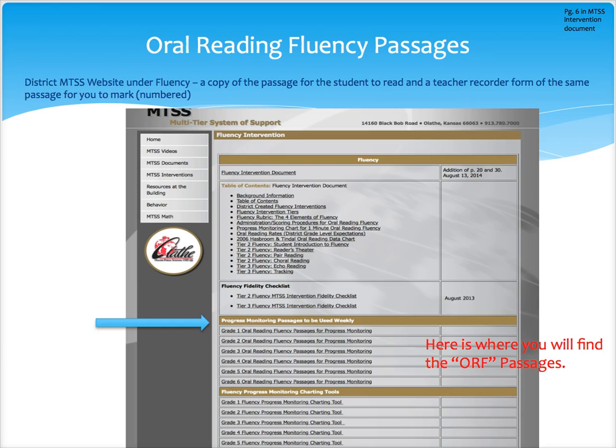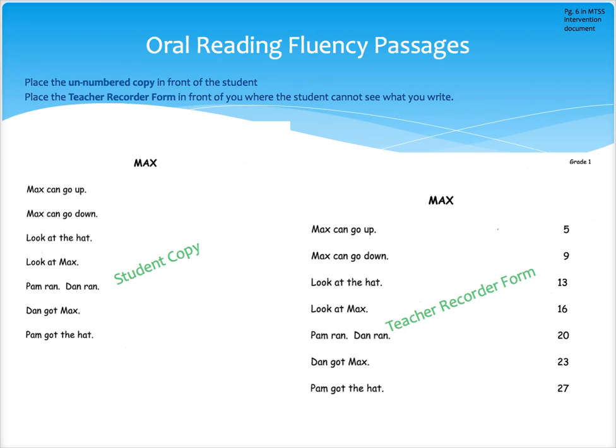Here's where you will find those ORF passages on the district website. Under the Fluency intervention, you will go down to the progress monitoring passages that are to be used weekly. Remember, this is not necessarily their grade level, but this is their instructional or independent reading level. The ORF passages will look like this. This is just an example of a first grade ORF passage.